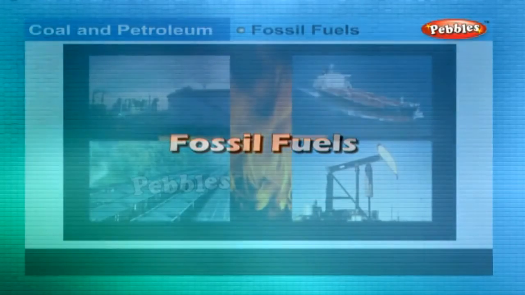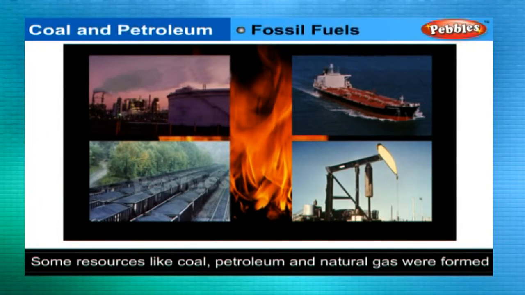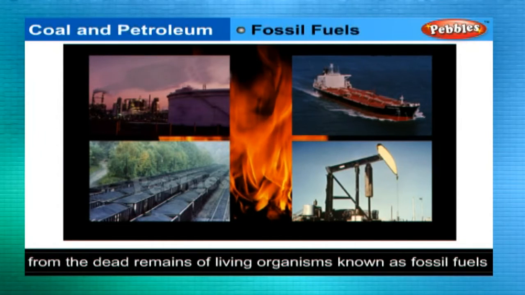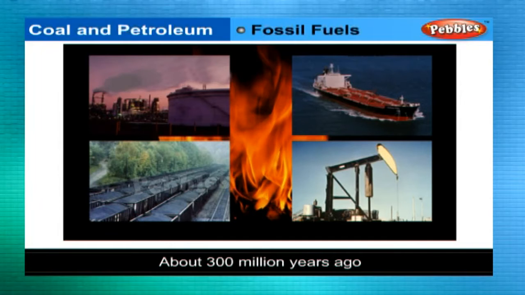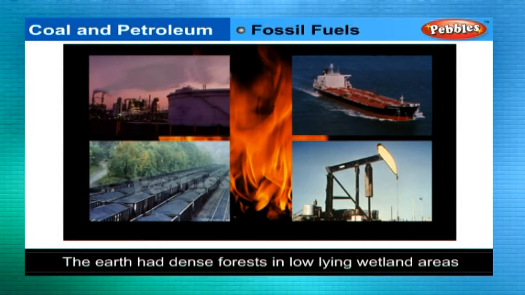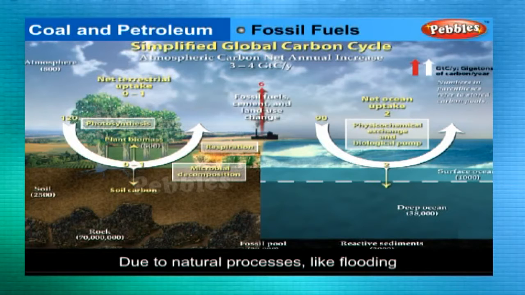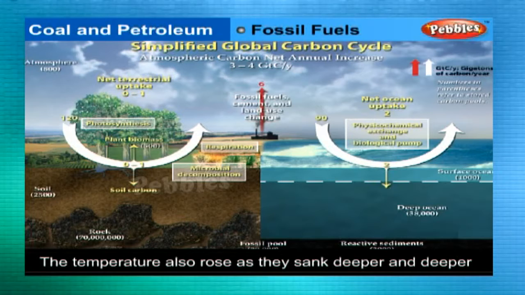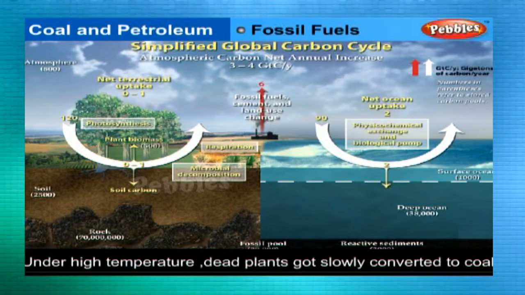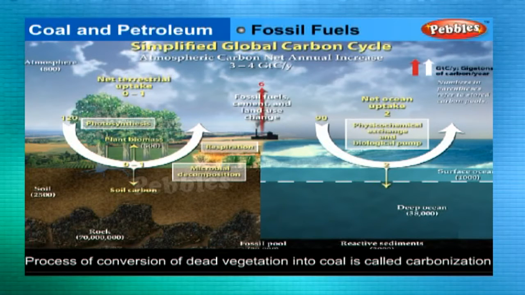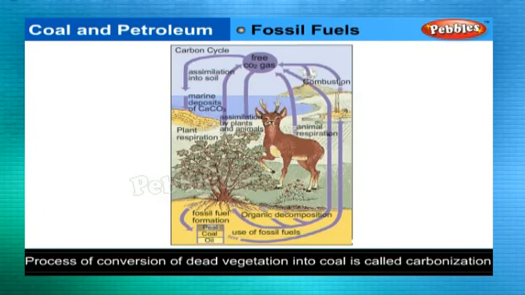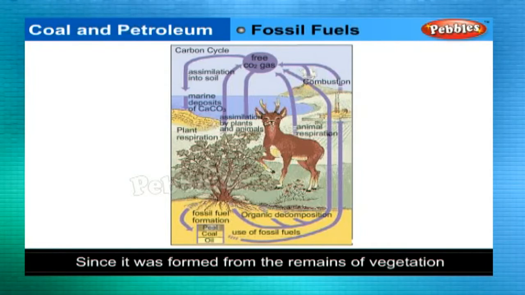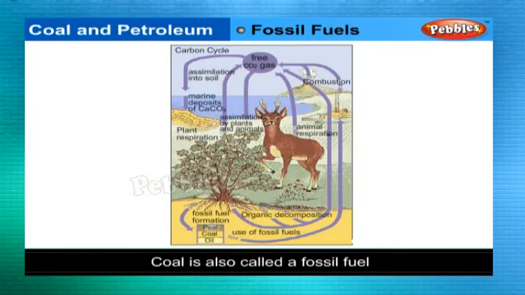Fossil fuels. Some exhaustible natural resources like coal, petroleum, and natural gas were formed from the dead remains of living organisms, known as fossil fuels. About 300 million years ago, the Earth had dense forests in low-lying wetland areas. Due to natural processes like flooding, these forests got buried under soil. They were compressed. The temperature also rose as they sank deeper and deeper. Under high temperature, dead plants got slowly converted to coal. The slow process of conversion of dead vegetation into coal is called carbonization. Since it was formed from the remains of vegetation, coal is also called a fossil fuel.